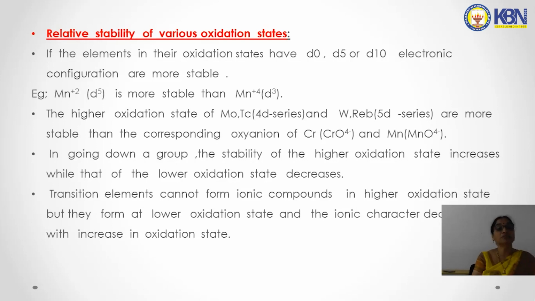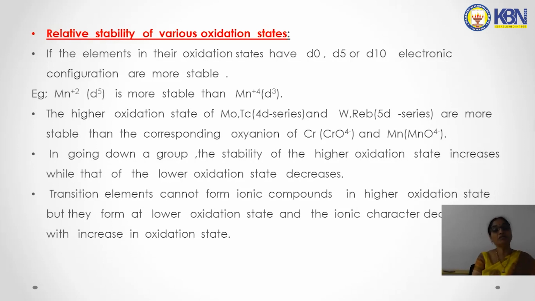If I take manganese +2, which has a d5 electronic configuration, it is more stable. If it exhibits the +4 oxidation state, it contains d3, which is less stable. So in their oxidation states, if the elements have a d0, d5, or d10 electronic configuration, those elements are more stable. The higher oxidation states of molybdenum and technetium in the 4d series, and tungsten and rhenium in the 5d series, are more stable than the corresponding oxyanions of chromium and manganese.